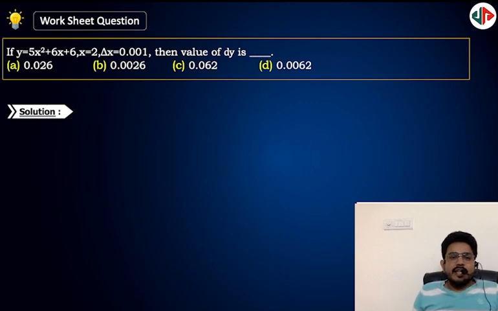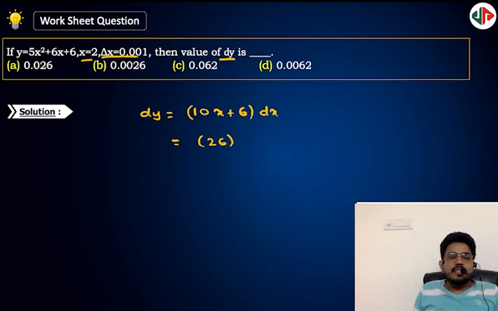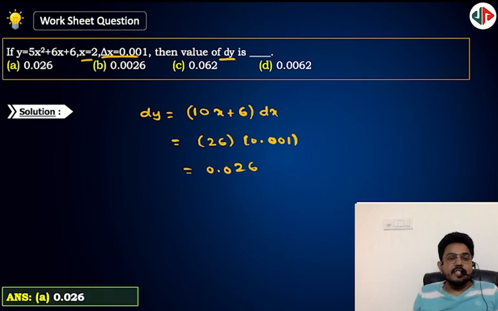Next question. Delta x is given. What is dy? So clearly dy is equal to 10x plus 6 into delta x or dx, where x is equal to 2. So 10 into 2 plus 6 is 26, into 0.001. So the answer is equal to 26, with 3 decimal points. So 0.026 is the answer for this particular question.